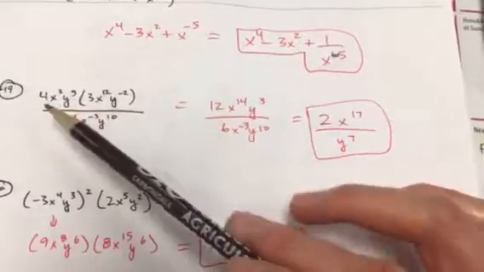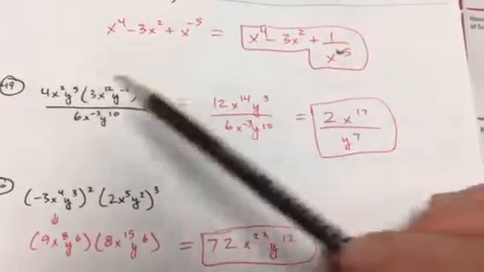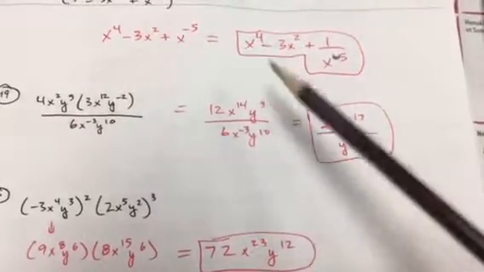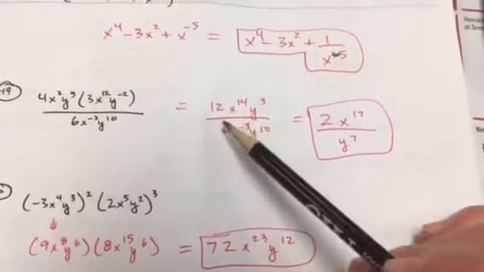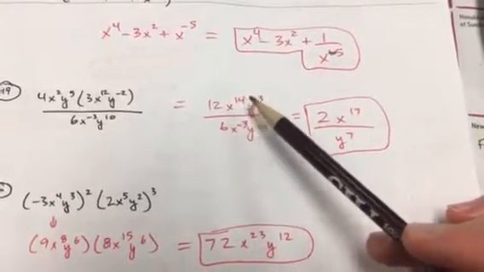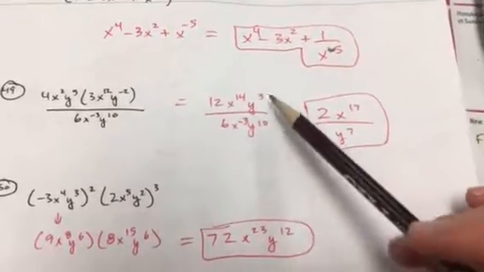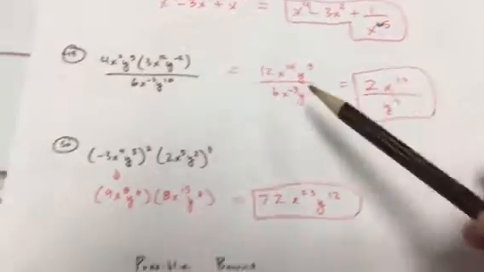Guys, up top, please multiply 3 times 4. 4 times 3 gives you 12. Add the exponents, 14. 5 plus a negative 2 is 3 for y. 12 divided by 6 is 2. What has more x's, the top or the bottom? The top has 17 more. Do 14 minus a negative 3. What has more y's, the top or the bottom? The bottom has 7 more.